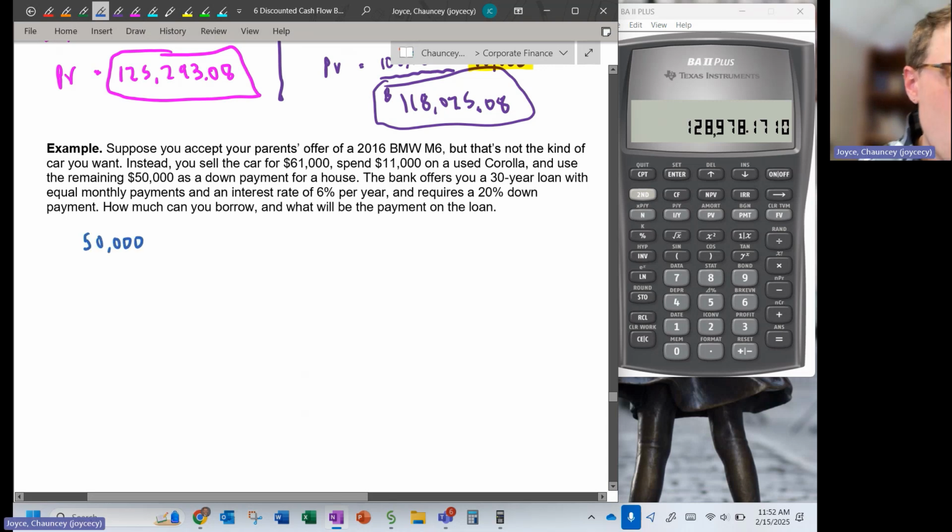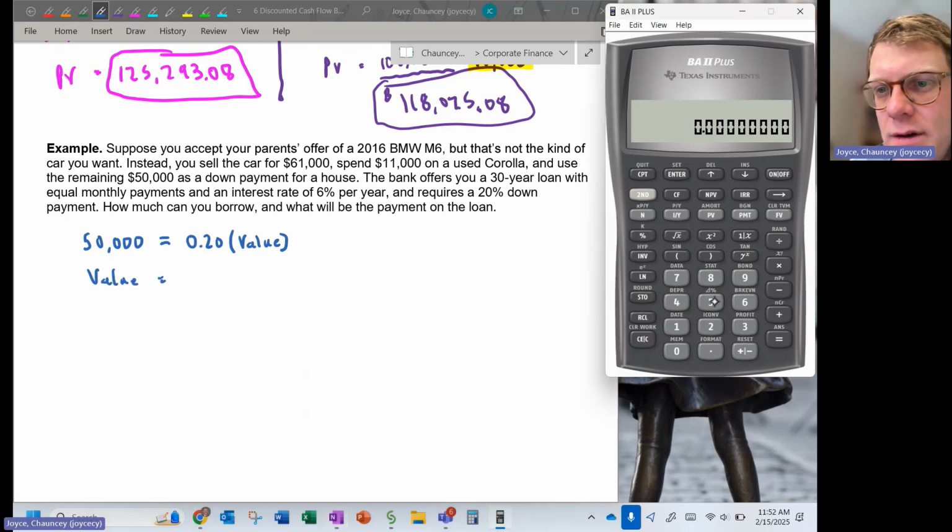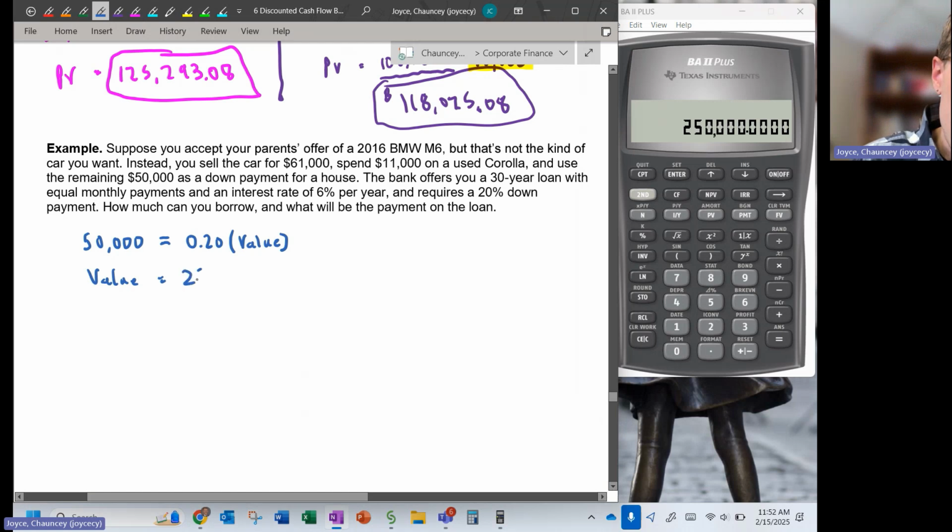So first thing is to say, $50,000 is 20% of what? So 50,000 equals 20% of some value. The value is, take the 50,000 over 0.2, and you get $250,000 for a house. Now you're going to put 50,000 down, remember. So the value of the home is 250,000.